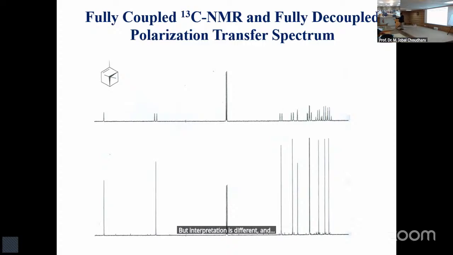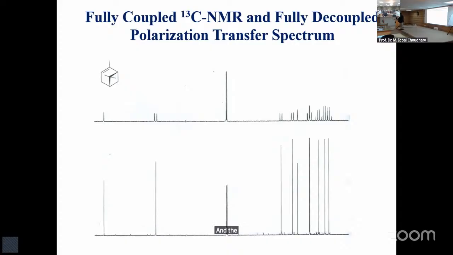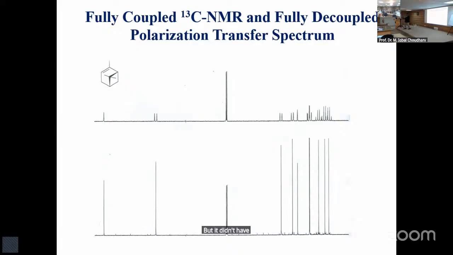And then people started working on how to improve the capacity to interpret. The next 30 years of NMR life was spent improving interpretation. All two-dimensional, three-dimensional, multi-dimensional NMR spectroscopy was a drive to be able to interpret the results, which are there in front of you, but you can't figure out. Okay?